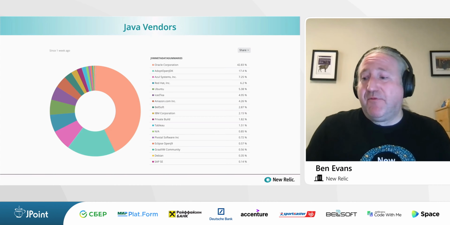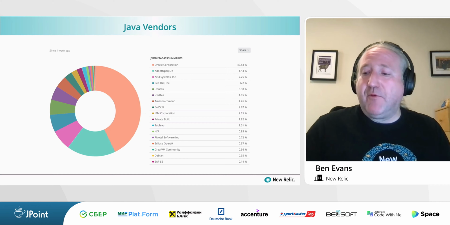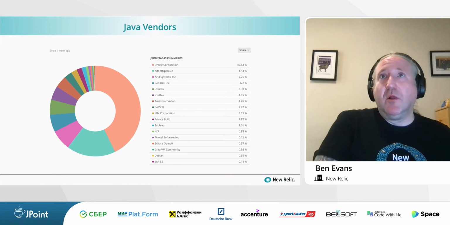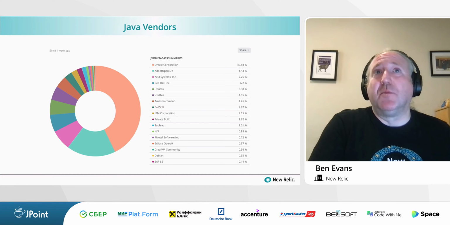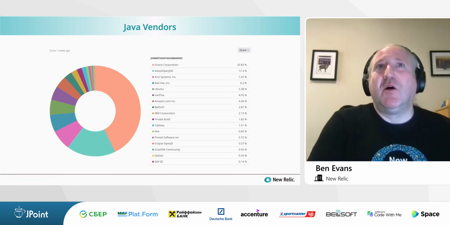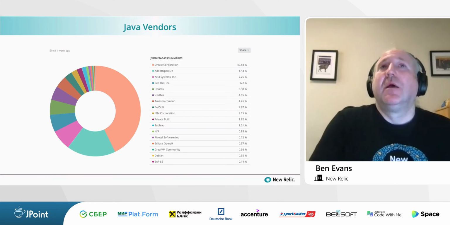I was very taken aback when I saw this. I thought it was going to be a little longer before we saw Oracle lose majority status. But the truth is that Adopt OpenJDK, this data was before the Adoptium switchover, so it still says Adopt OpenJDK. I'll probably update the dashboard to say Adoptium.